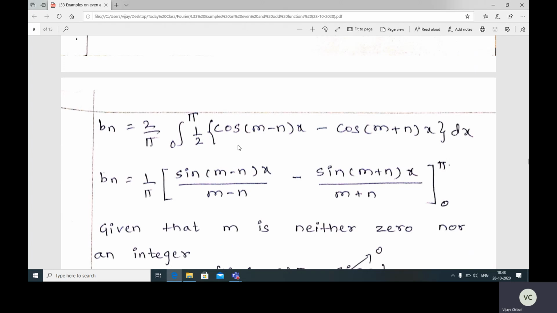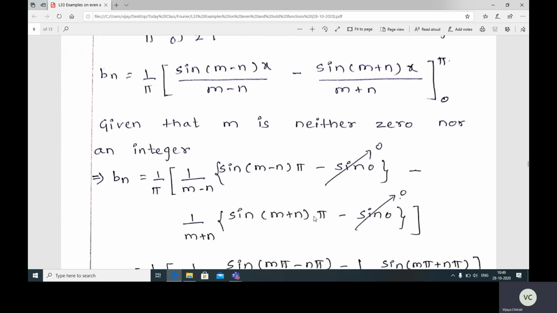Integration of this cos will be sin(m minus n)x divided by m minus n, the minus sign will be as it is. Again integration of this will be sin(m plus n)x divided by m plus n. Limits vary from 0 to pi. We cannot take sin n pi as 0 here, right? Like sin 0 is 0, we cannot take it because here m minus n and m plus n are there, and it is given that m is neither 0 nor an integer, right? So substitute here the upper and lower limit.